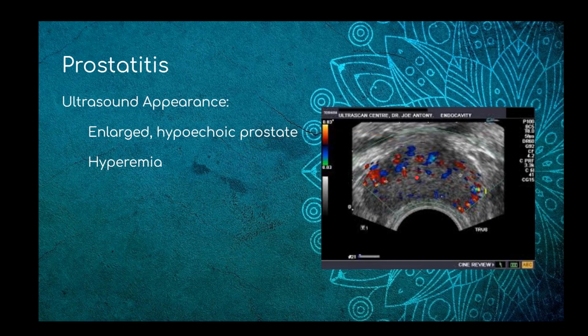If we put color on the prostate then, because it is going through an infection process, we typically see that they are hyperemic, so lots of extra blood flow. And the prostate itself might look a little enlarged and darker than we would expect.